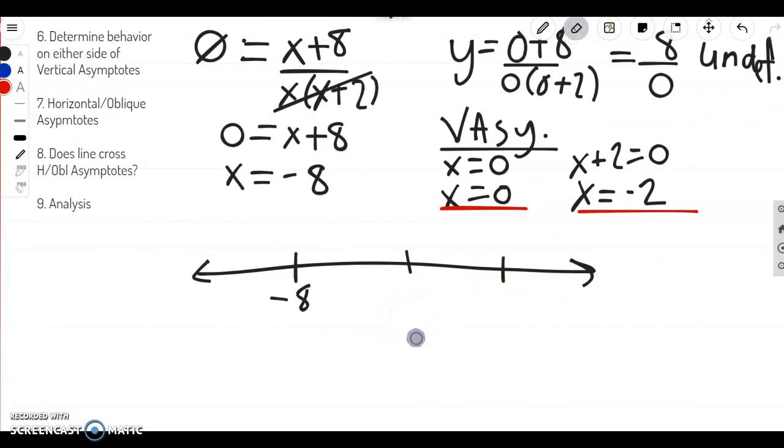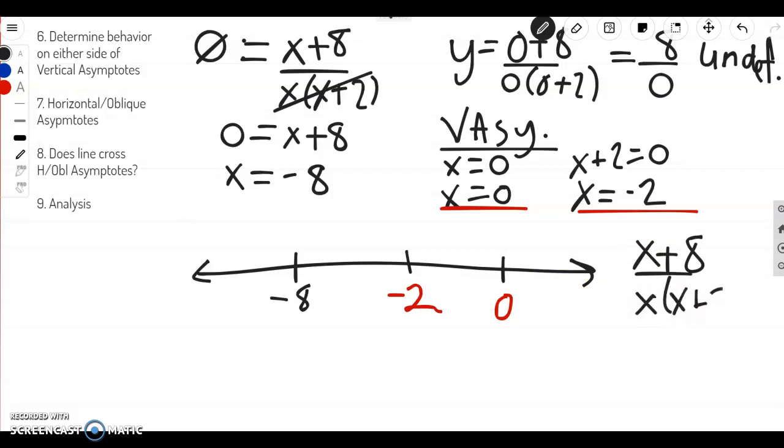So whenever I look at our number line, we have negative 8 is an x-intercept, negative 2 is a vertical asymptote, and then 0 is our other vertical asymptote. Through analyzing our equation, remember our equation is x plus 8 over x times x plus 2. We're going to take a value from each interval here. So we're going to take 4 values and plug them into this equation and just see if it is a positive value or a negative value.